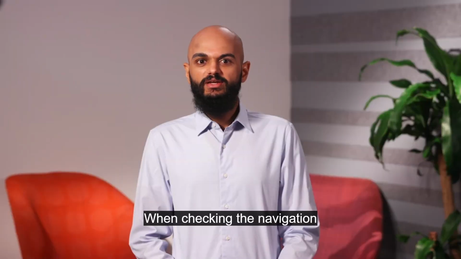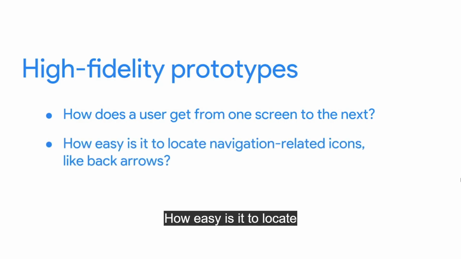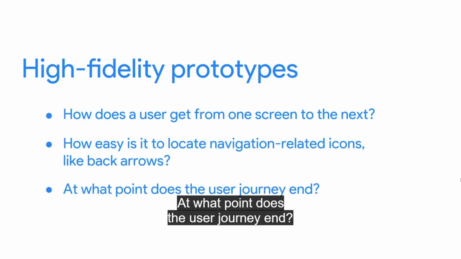So, check that you have the right buttons or icons on each screen, like back arrows and X's, to allow navigation to happen. When checking the navigation in a high-fidelity prototype, ask yourself these questions. How does a user get from one screen to the next? How easy is it to locate navigation-related icons, like back arrows? And at what point does a user journey end?